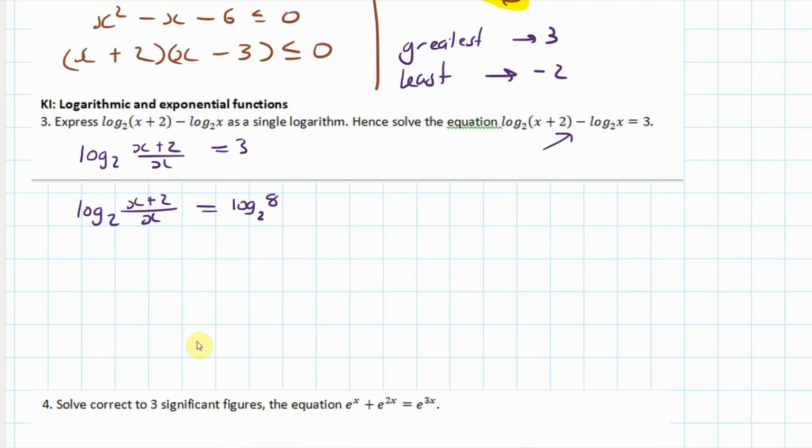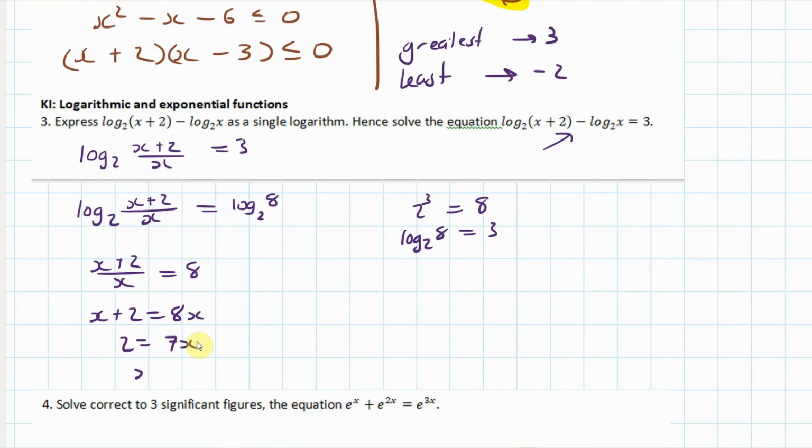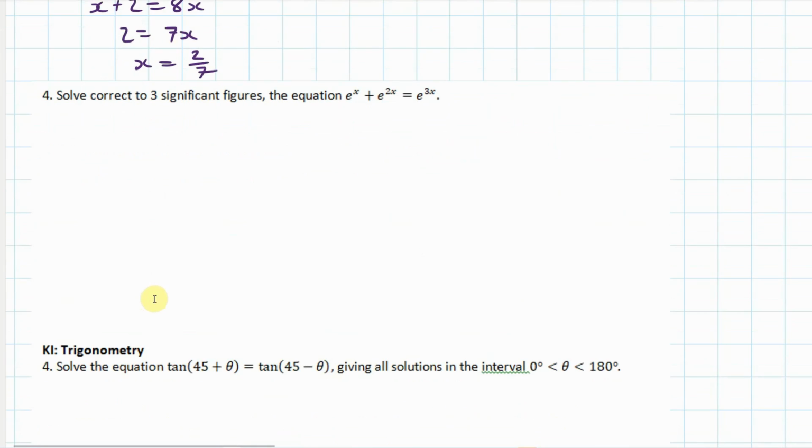Okay, just go back and think about that for a minute. You know that 2 to the power of 3 equals 8. So to put that in log base 2 form, log base 2 of 8 is equal to 3. Okay, which is what we want. We want to replace that 3. And therefore, once we get to log blah equals log blah, then we can just turn this into an equation without logs, and so we get x plus 2 equals 8x, so 2 equals 7x, so x is equal to 2 over 7, 2/7, and that will be our answer for that. I hope that one makes sense. Let's move on. Here we go.